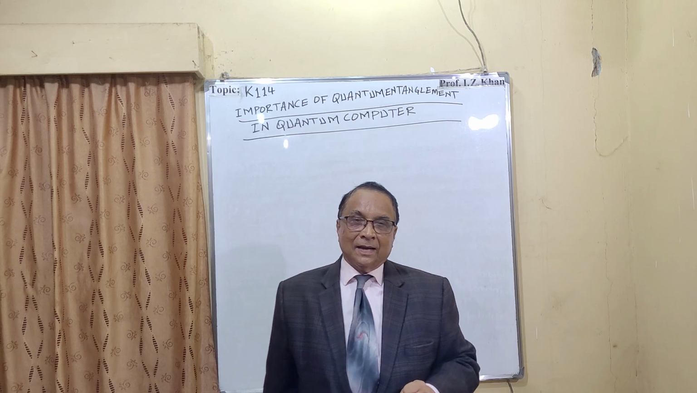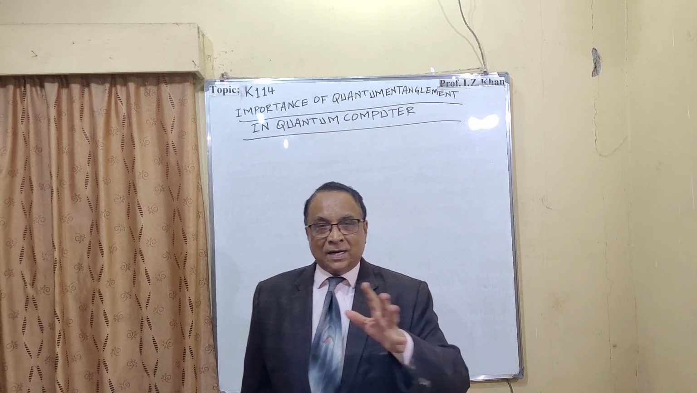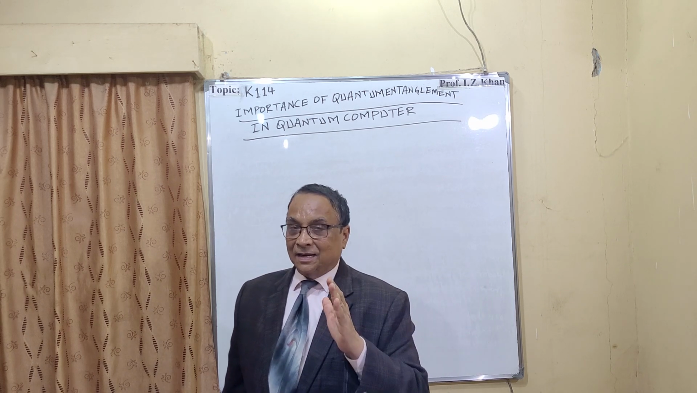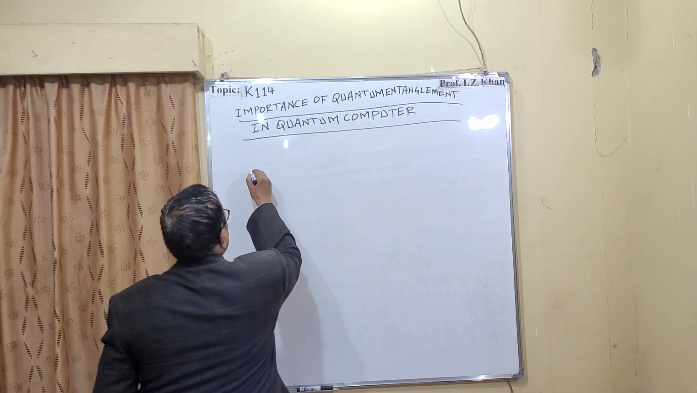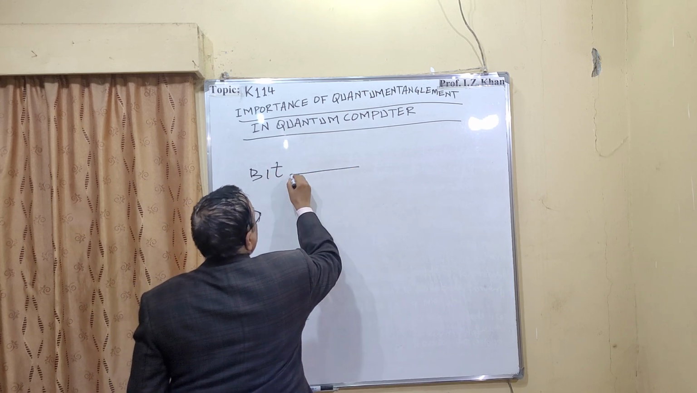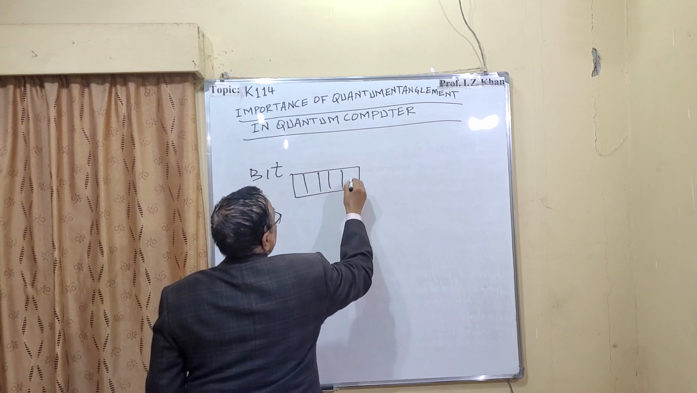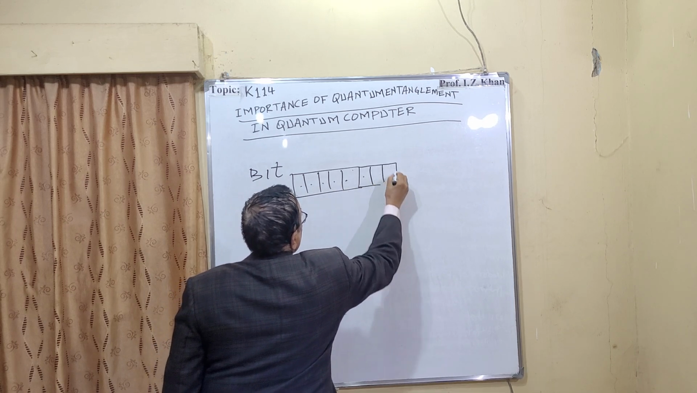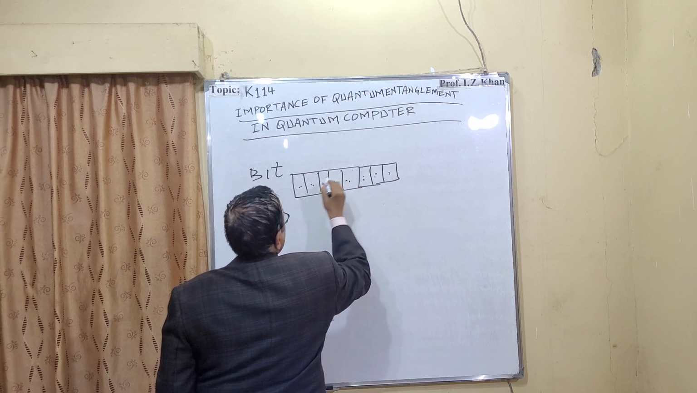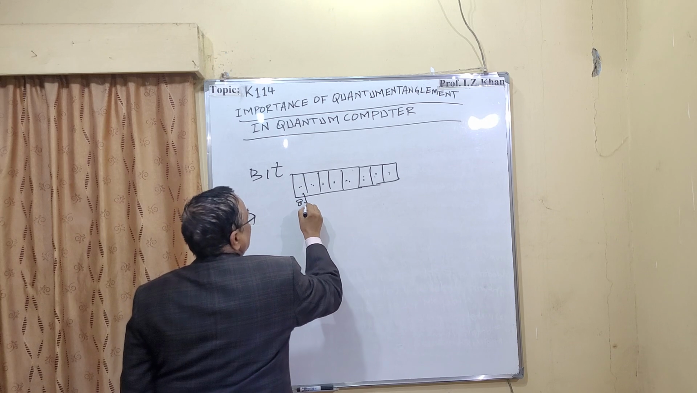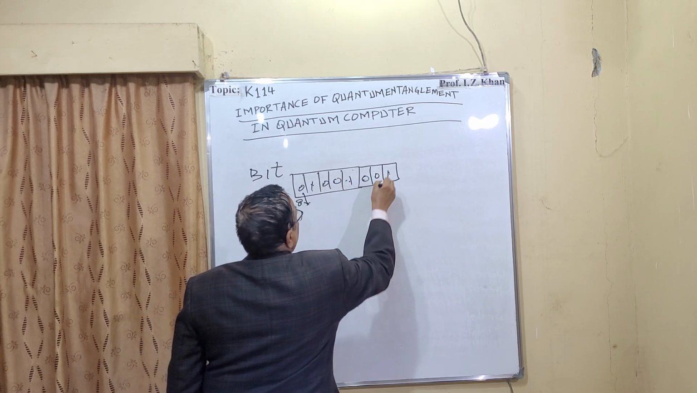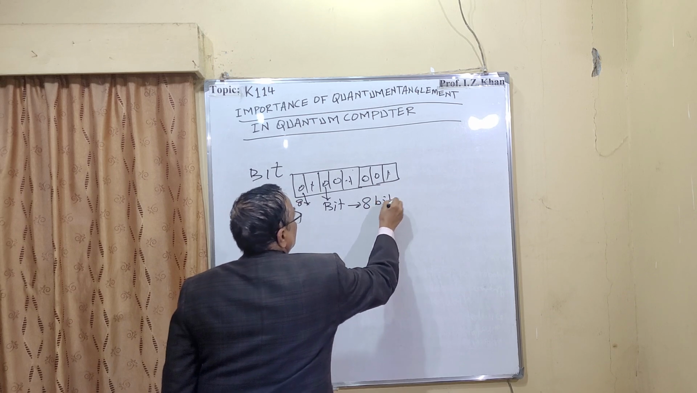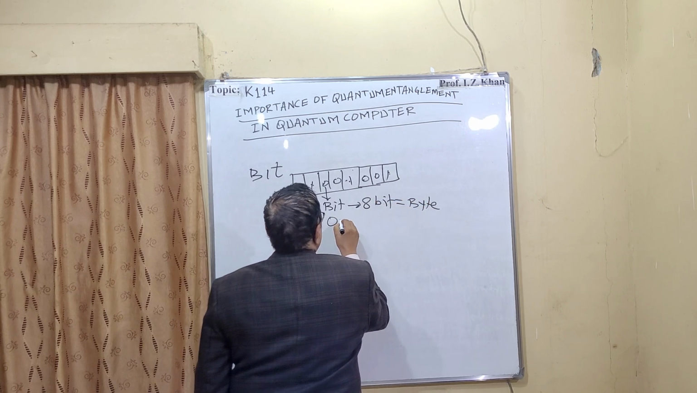That's why Google is claiming that the data they can process in 200 seconds, other people will take 10,000 years. It is because of that position, and that is in digital. I have already told you that it is called a bit. And a bit, 1, 2, 3, 4, 5, 6, 7, 8, so 8 bits is equal to a byte, and it depends upon 0 and 1, that is binary.